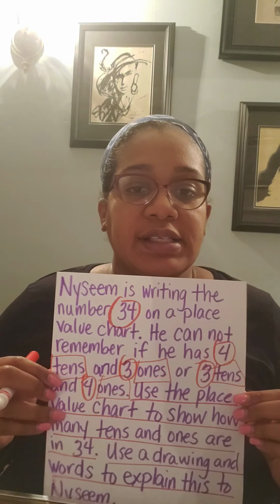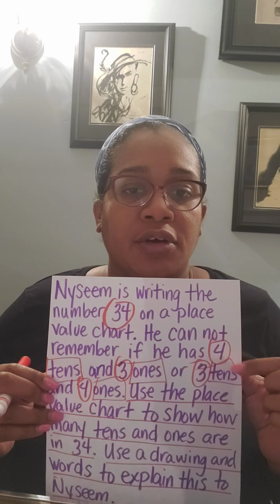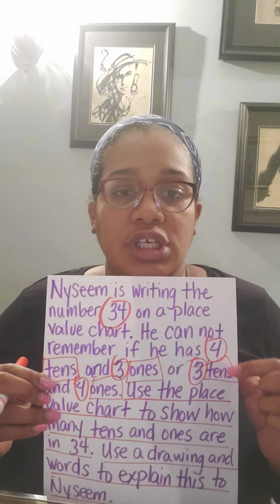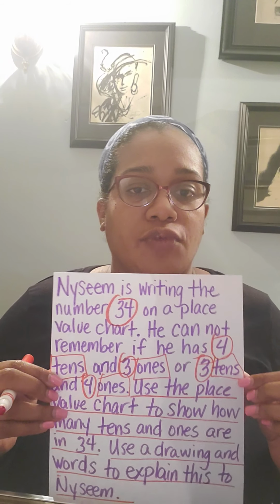You want to focus on your tens and ones, so I'm going to box those. And I see that I have, is it 4 tens or 3 tens or 4 ones and 3 ones? All right, so let's take this information and let's go to our place value chart.